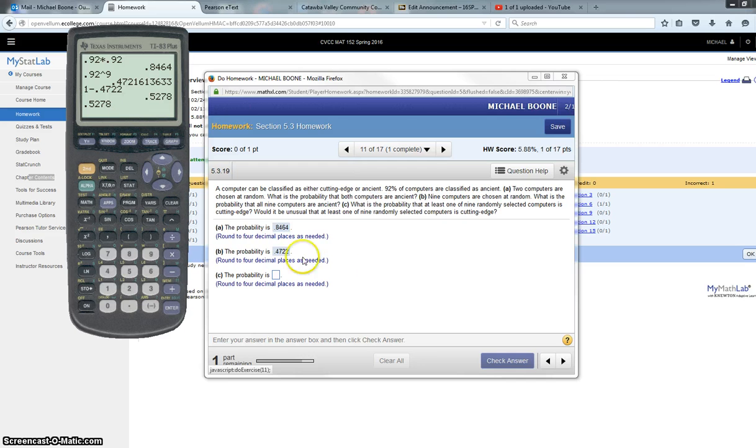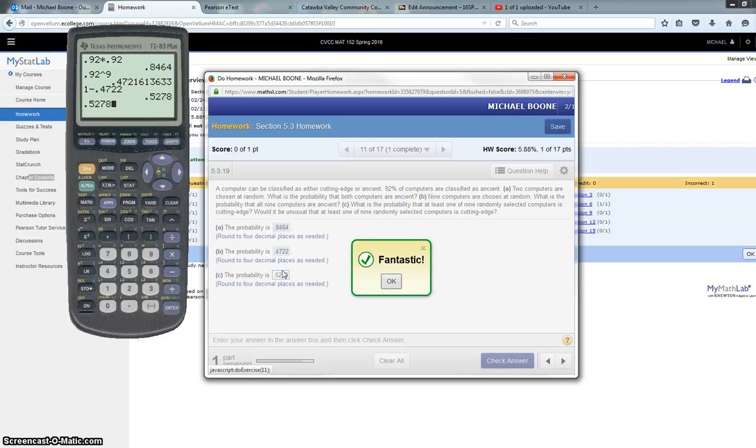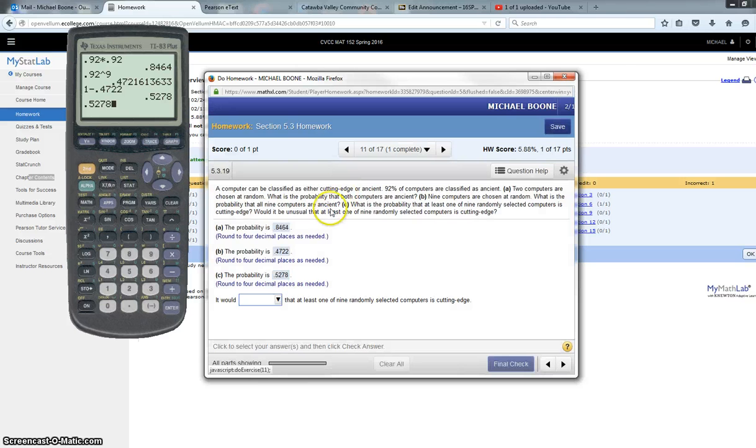So, over here. Whenever we're thinking the "at least" idea, we're really doing a 1 minus the probability of none. And so this is the probability of none being cutting edge because they all were ancient. So at least one that's cutting edge would be 1 minus the probability that none are cutting edge.